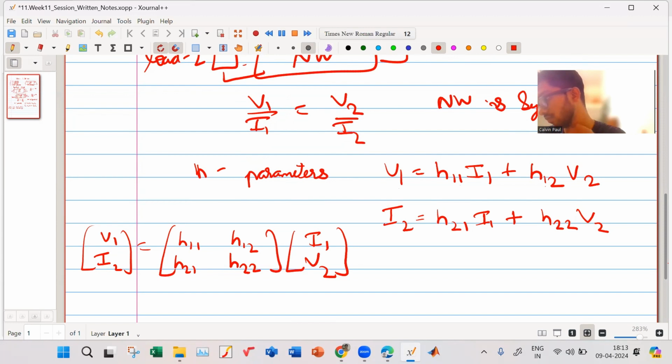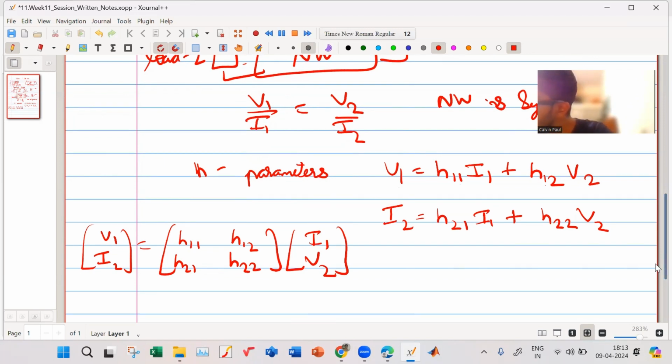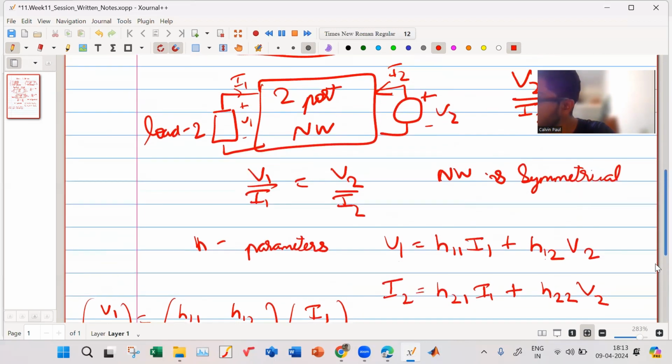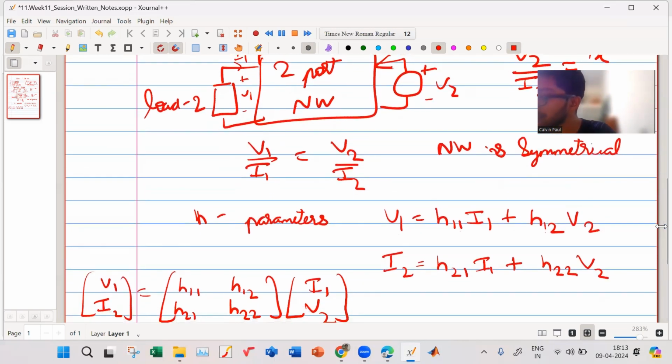Now we have to check what will be the condition for the network to be symmetrical. So how will we solve it? We should find V1 by I1 equal to V2 by I2, right?